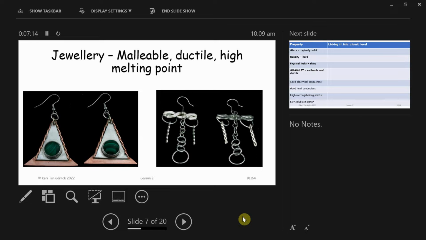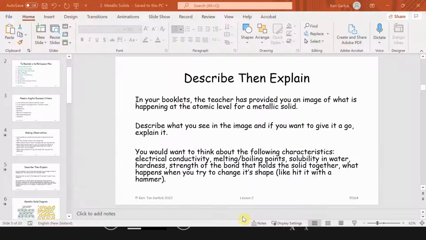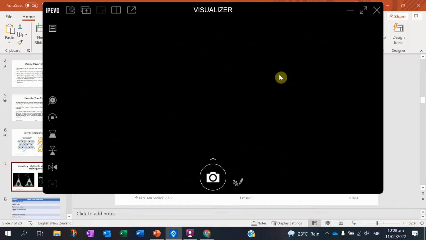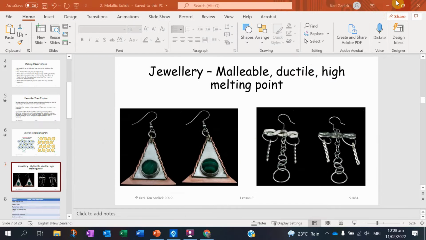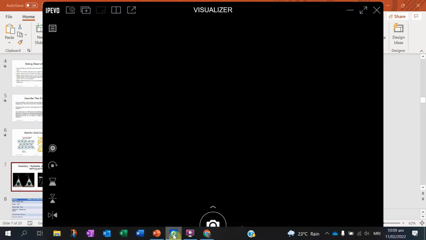So let's talk about why that is the case with reference to the atomic structure. A moment. I think I need to close and open the program again because it doesn't seem to be smart enough to realize I plugged it back in.